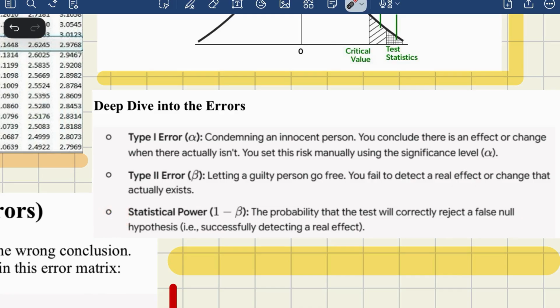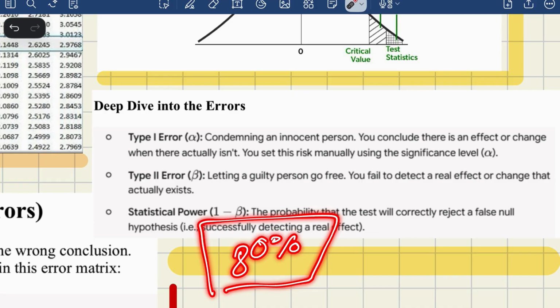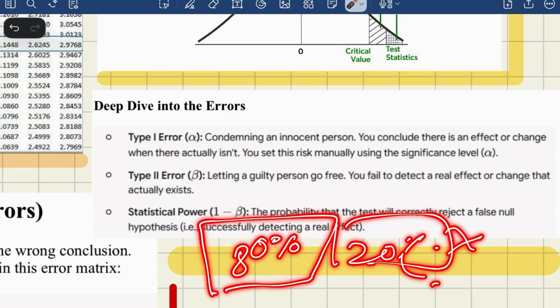And what is the statistical power? This brings us to the final matrix. Statistical power is 1 minus beta. It is the probability that your test will correctly reject a false null hypothesis. In plain language, it is the strength, or sensitivity, of your test to successfully detect a real effect when one actually exists. If your test has high power, for example 80%, it means you have an 80% chance of spotting a true difference and only a 20% chance of missing it. That miss is the type 2 error.